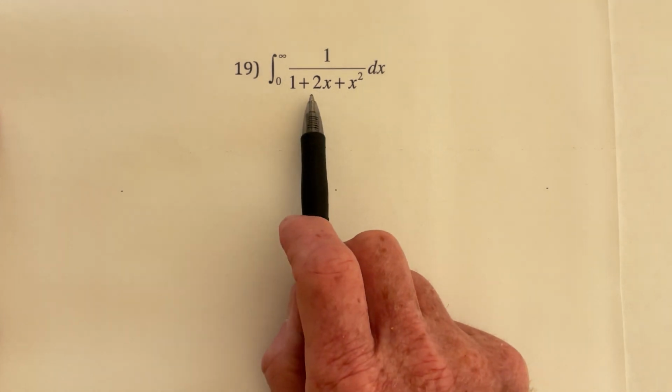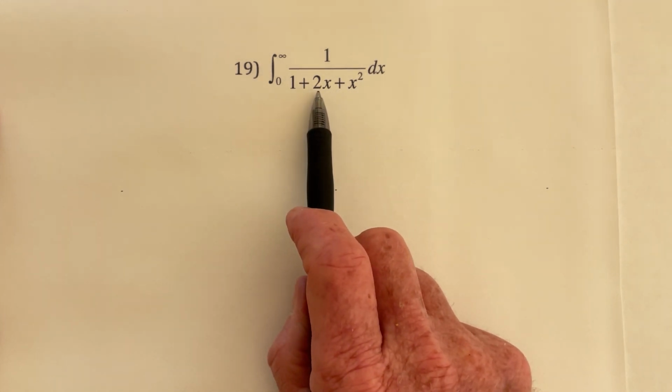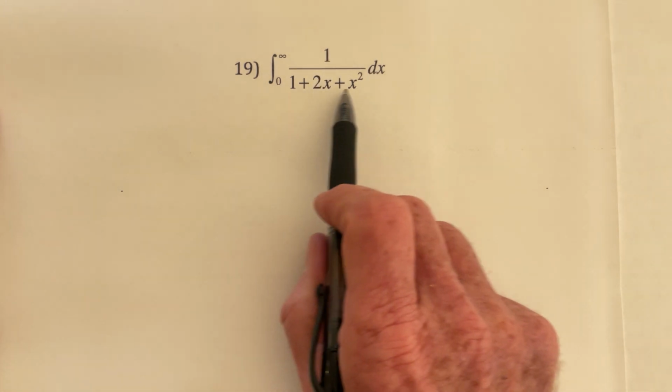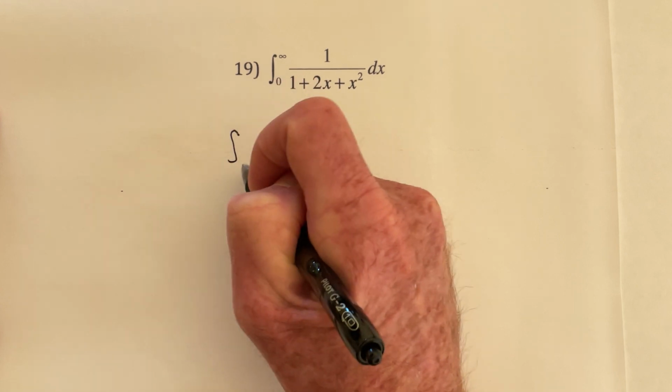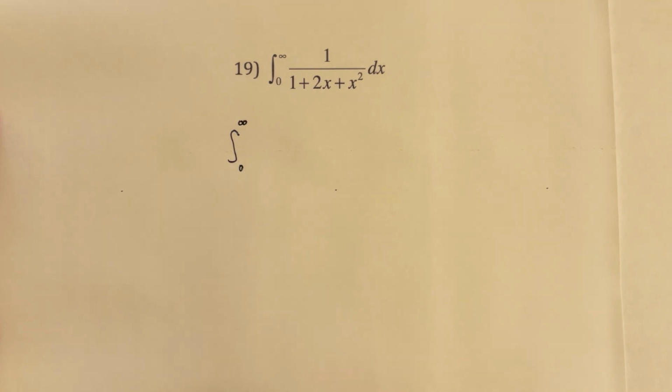So u substitution looks like it's not going to work because I would let u equal the bottom and then the du would be 2x plus 2. That's not showing up. So next, try to factor the bottom. So integrate from 0 to infinity.